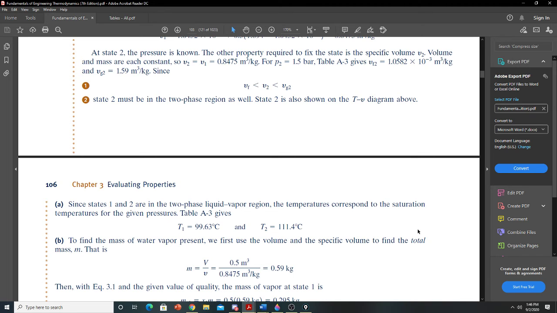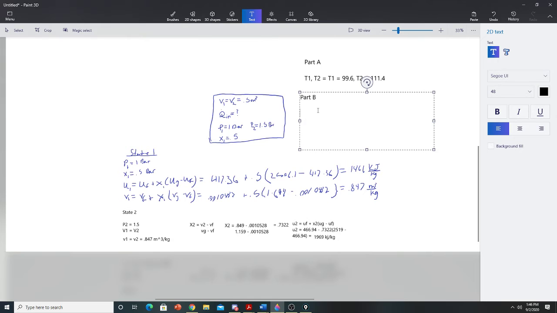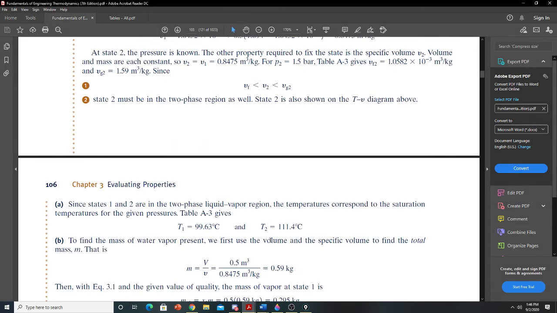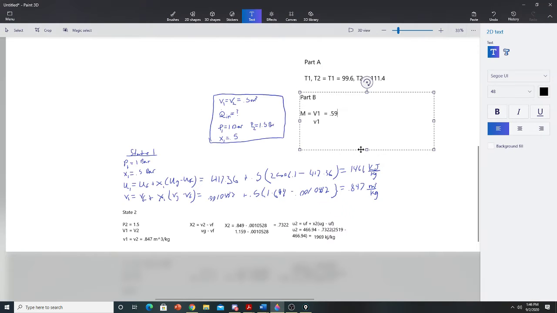Now, the question asks to find the mass of the water vapor. So this would be the vapor, right? At state 1, let me head back here. Let me go ahead and write this one. Total mass is capital M. I hope you guys don't mind. I'm going to do V divided by little v, so you can do V1 here. And that answer is equal to 0.59, I think that's what they ended up with. I was trying to speed things along. 0.59 kilograms. So that is total mass, right?